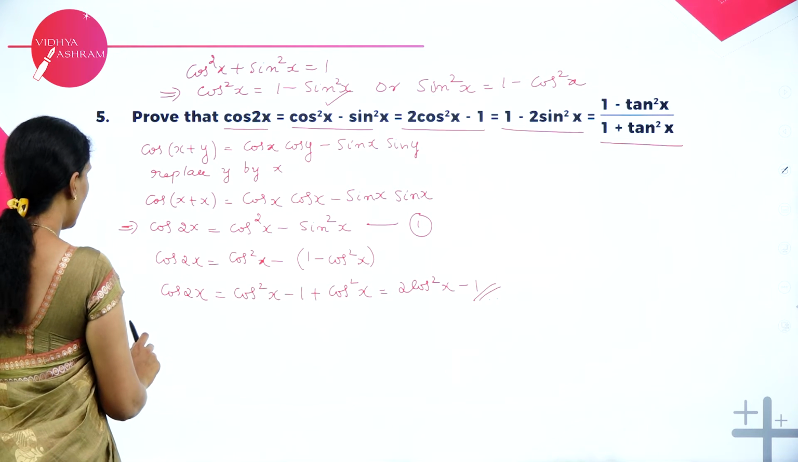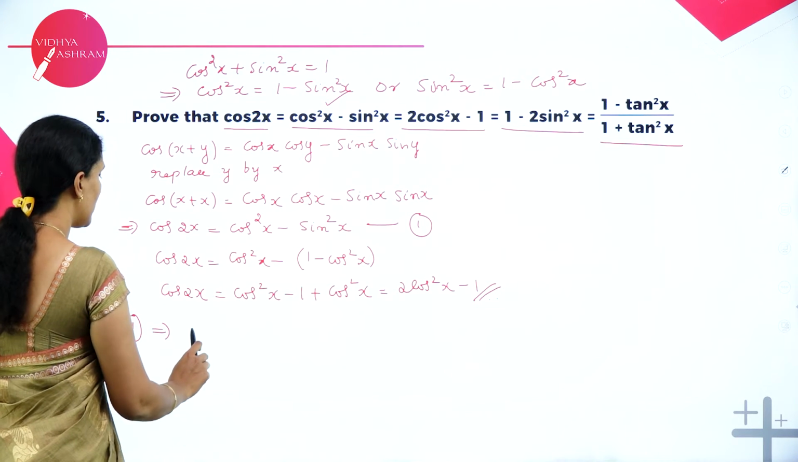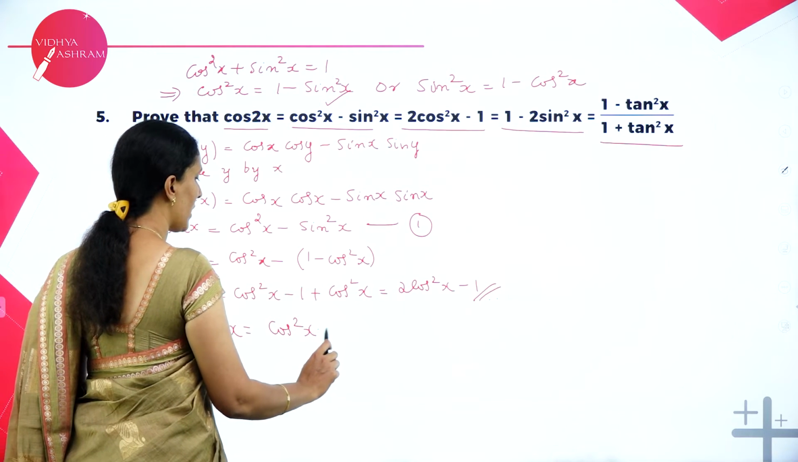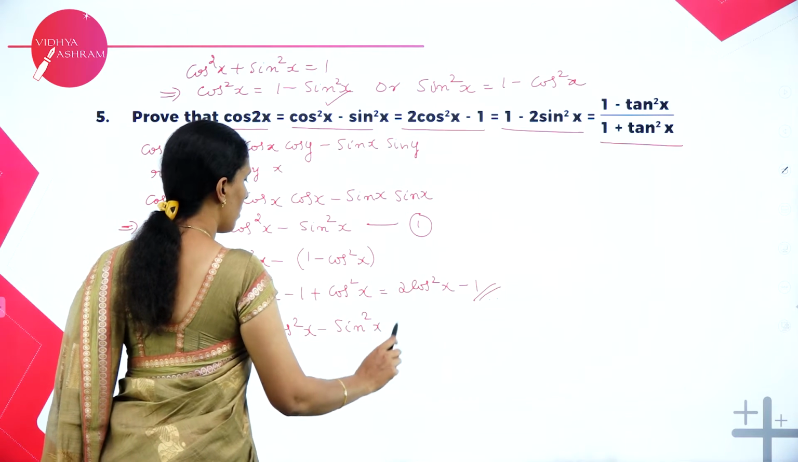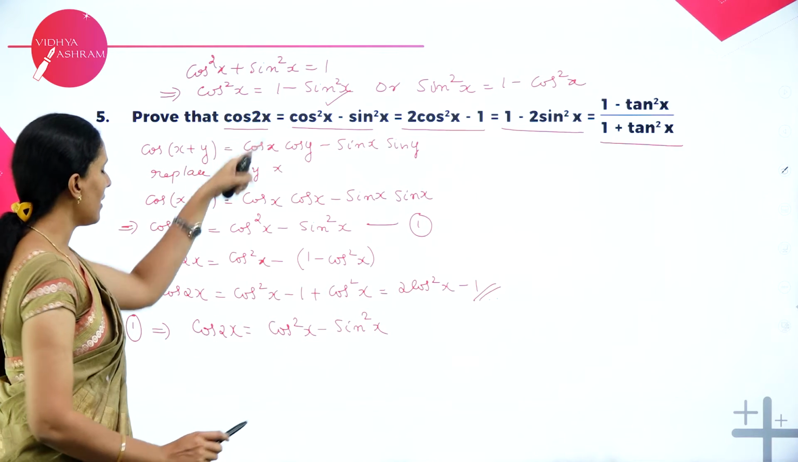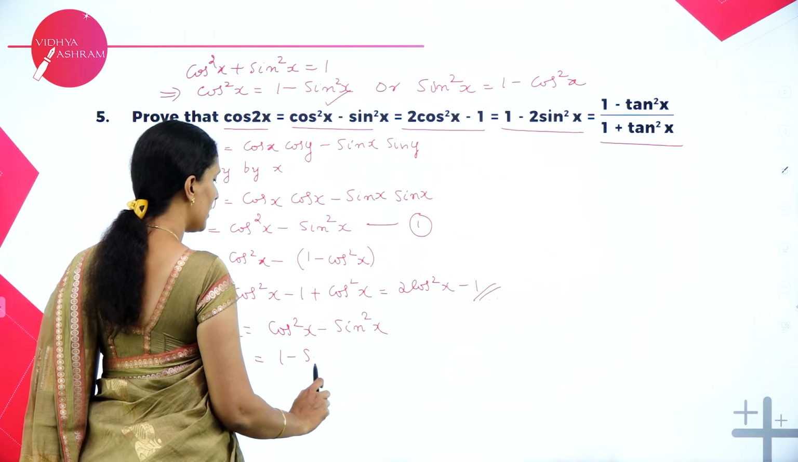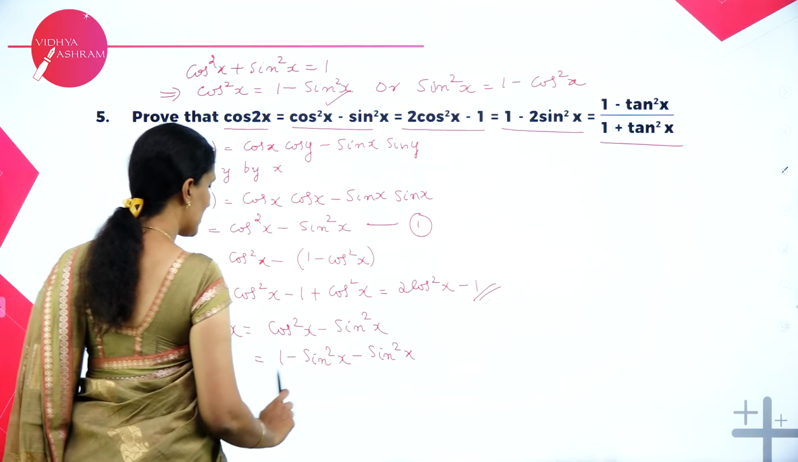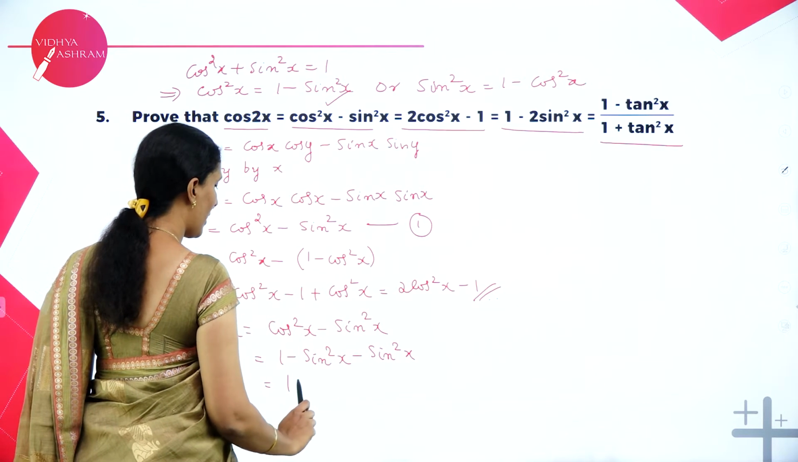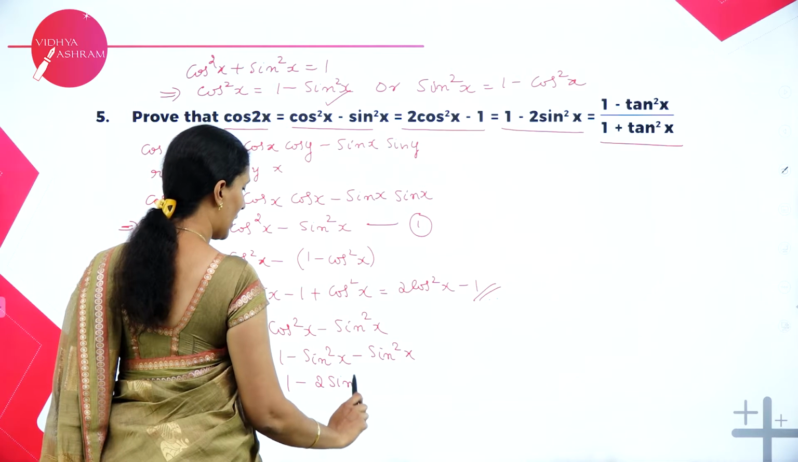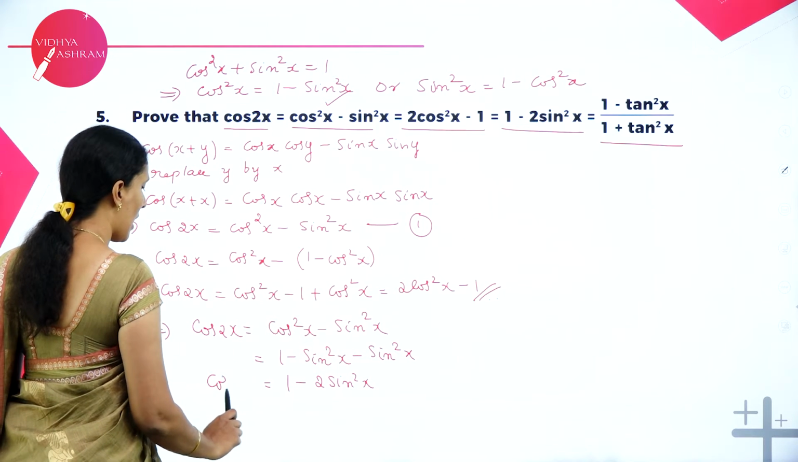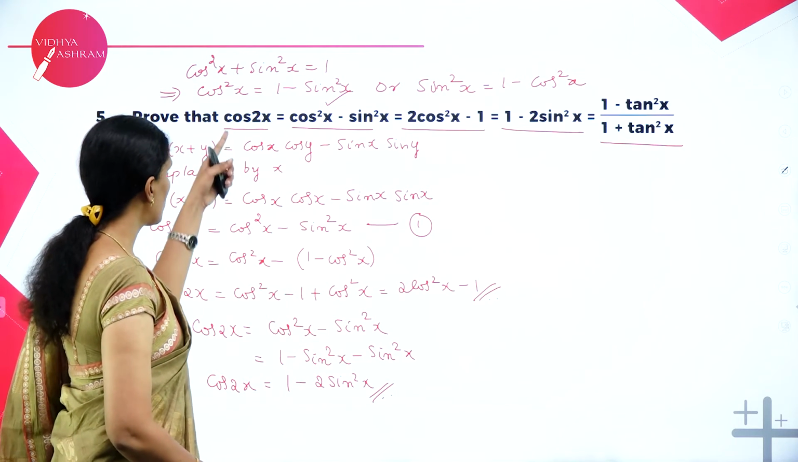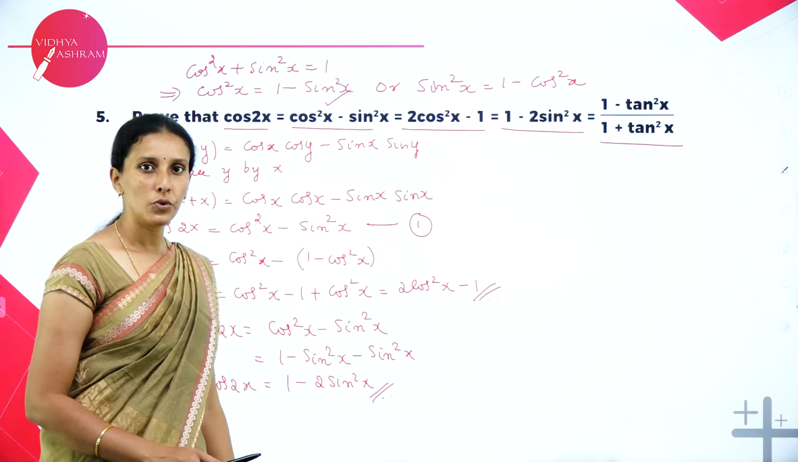Now let me take the same equation 1, that is cos 2x is equal to cos square x minus sin square x. Now in the place of cos square x here, I will just replace it by 1 minus sin square x, and one more sin square x we have, minus 1 becomes minus 2 sin square x. So this is another identity of cos 2x. That is, cos 2x can be written as 1 minus 2 sin square x.